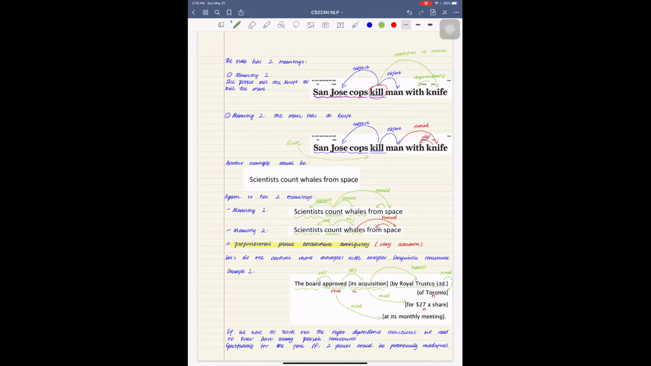Again, this is the same. So Sanjo's cops is the subject of kill, and man is the object of kill. But now, "with knife", this kind of phrase is used to describe man, not kill. So "with knife" has become the new dependent of man here. Okay, so here "with knife" is a dependent of man, not kill anymore. So here is kill. The next part is actually the same, so "with" is the dependent of knife right here.